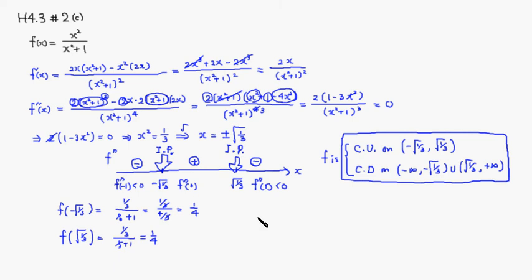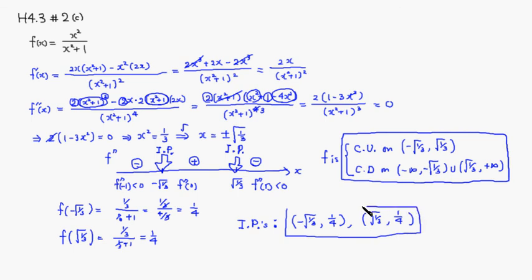So we found two inflection points. The first one is negative square root of 1/3, comma 1/4, and the second is positive square root of 1/3, comma 1/4. Those are the inflection points. That's it. I hope that this was clear.